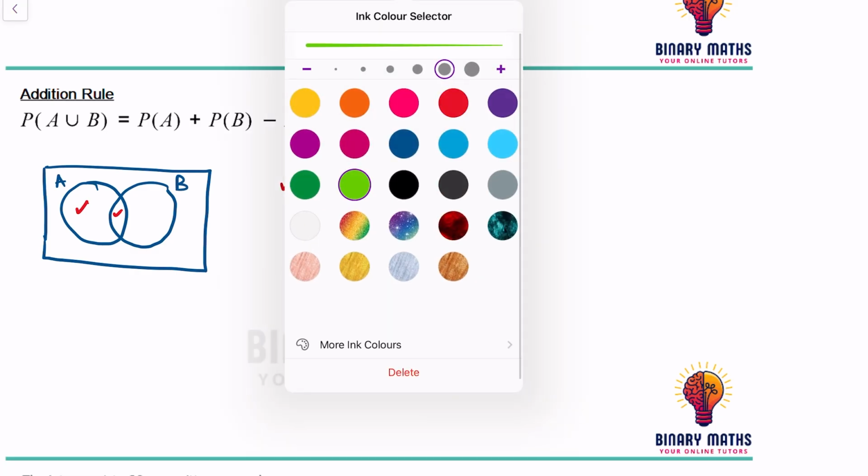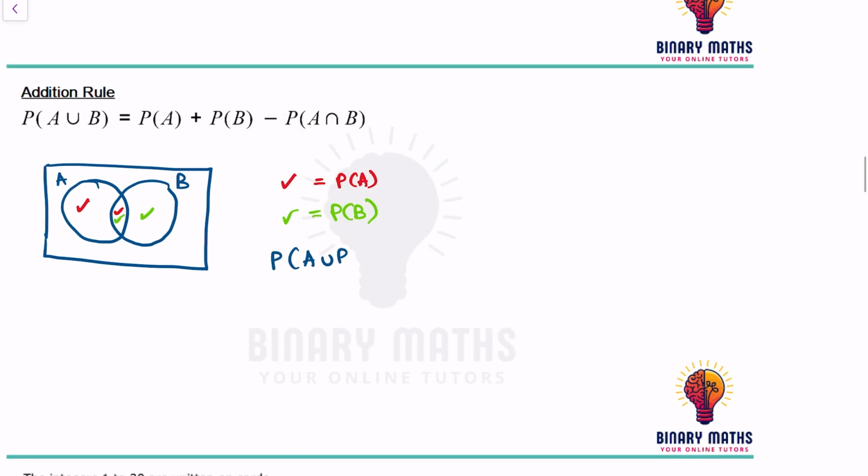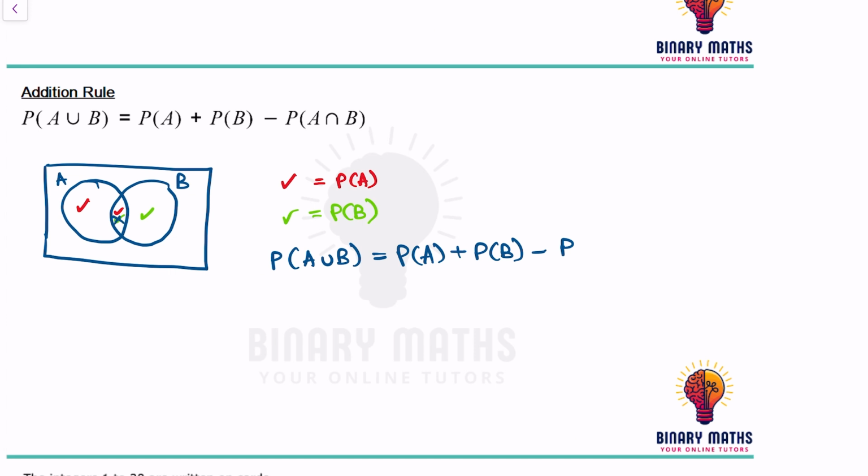If I do probability of B next, in green, probability of B, then it'll be that part and that part. Now you can see clearly that we've included the middle bit twice, so we need to take off one of the parts in the middle to get the union, because the union is just those three parts together. So that's why we end up with the formula: probability of A union B, because we have to take one part off, is equal to probability of A plus probability of B minus, because we need to take one of these off, let's just do it in blue, we just have to take one off, which is the middle, probability of A intersect B.